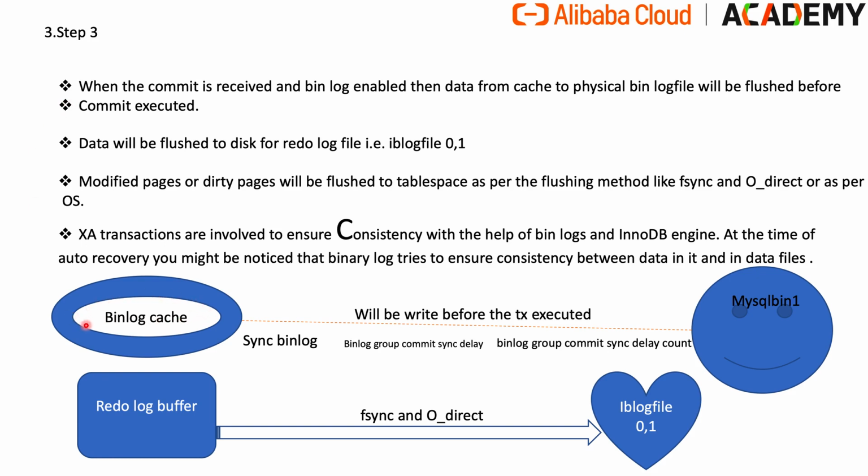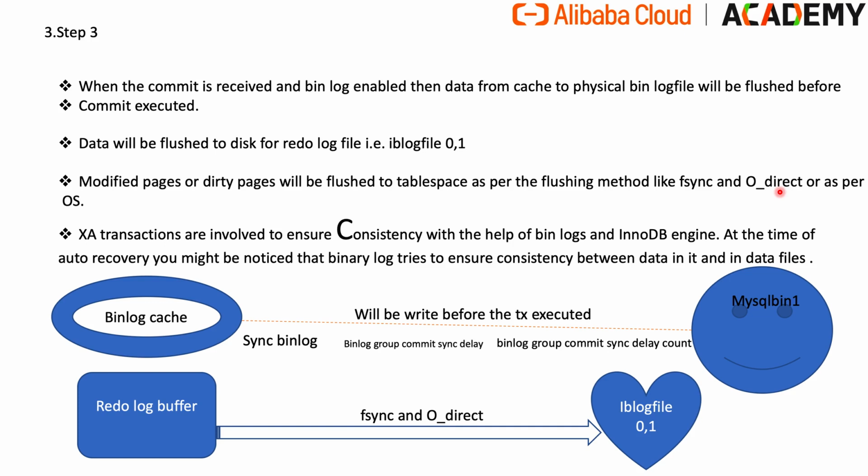So once we receive the commit, the changes will be logged into the MySQL binlog file. The same is for the redo log buffer, which has reached the physical files. So data will be flushed to disk for the redo log file, that is ib_logfile0 or 1. This is a physical file. Modified pages or dirty pages will be flushed. Dirty pages are ones which have been changed. They will be flushed to the tablespace as per the flushing methods like fsync. Fsync is a flushing method of Linux, and O_DIRECT is also a flushing method for your OS.